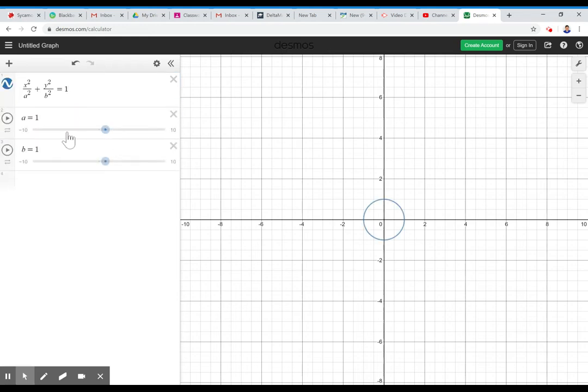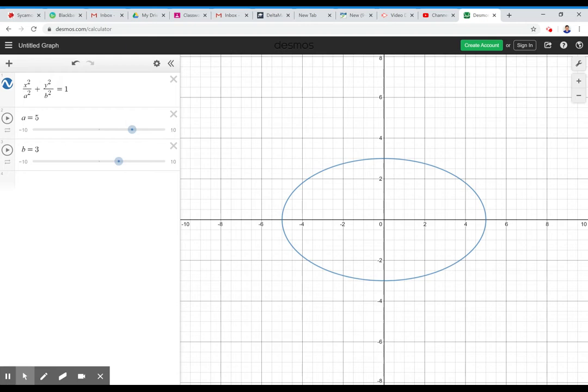And so you can see that when a and b are both 1, you get a circle with radius 1. But as we make these bigger, for example, if I make a 5 and b 3, we start to see our familiar ellipse-looking shape. One of the things I want to point out is that a, the part underneath x, is bigger, and so that is our major axis.